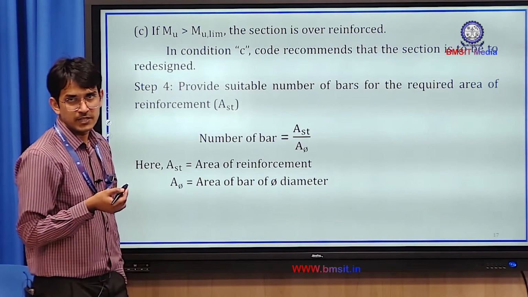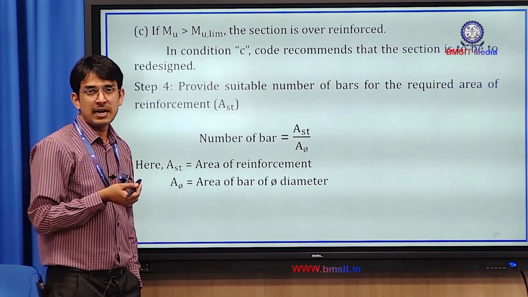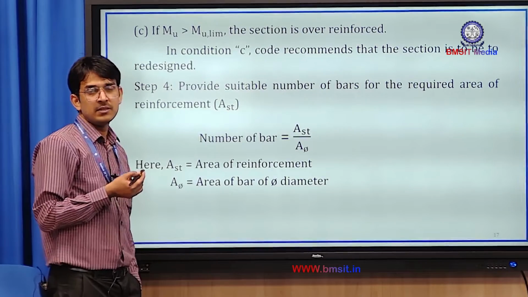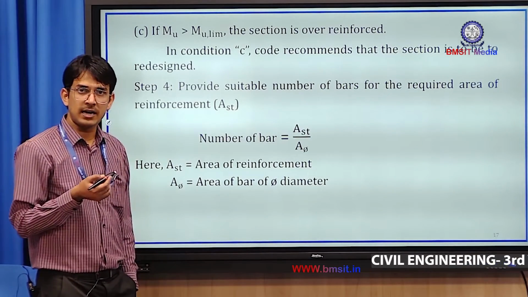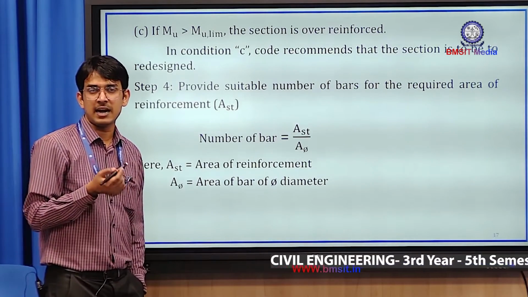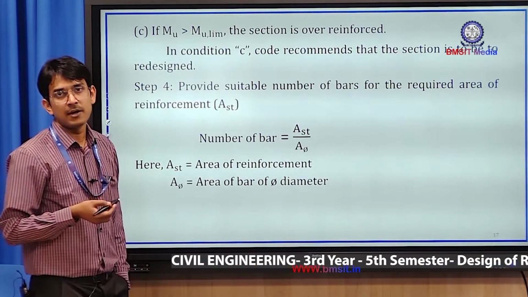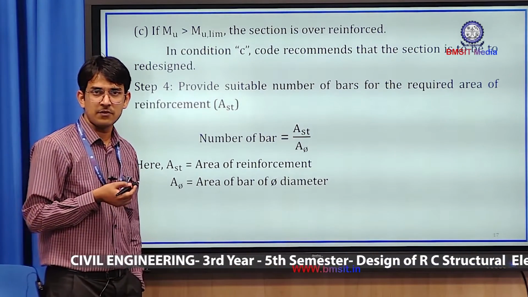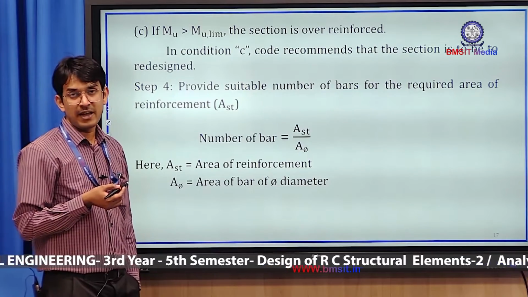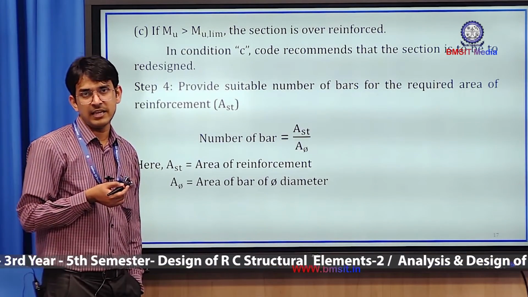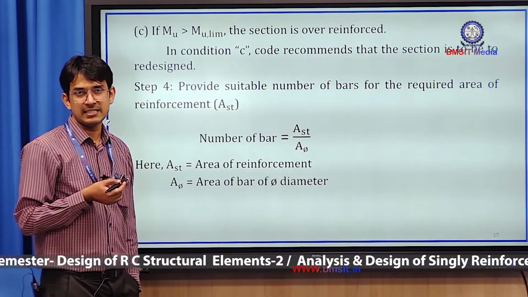After that, once we calculate the area of steel, if the section is under reinforced or balanced, then we calculate the area of steel, and after that we have to calculate the number of bars, whatever diameter of bar we are using. If we are using a bar of a given diameter, then we take the area of that bar, Ast bar, and we divide the Ast by that area.